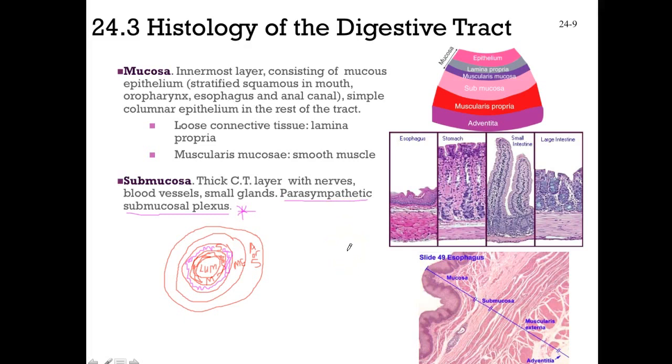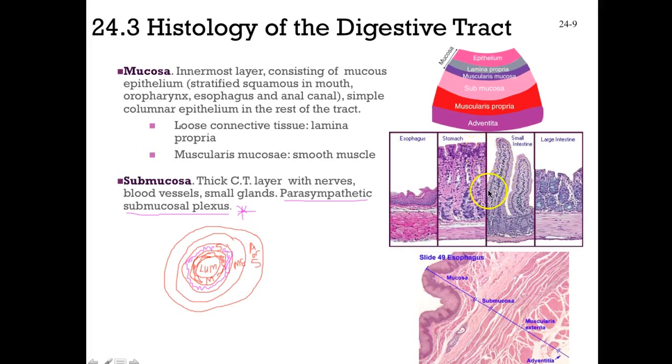I have some other figures here. This esophagus is just to show you the stratified squamous epithelium. Here in the stomach, it's not too clear, but you could kind of make out that there's simple columnar epithelium over here. They're going up and down because we're going to have something called gastric pits in this area.